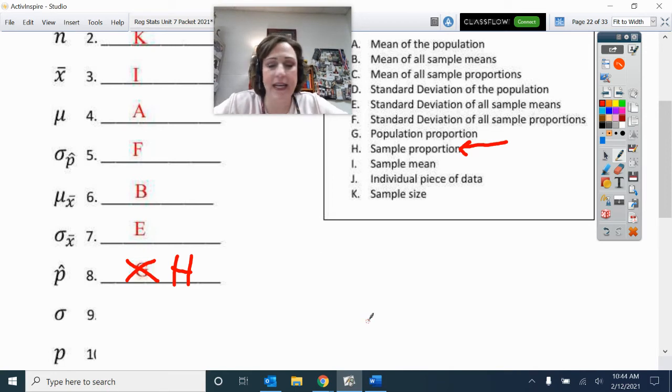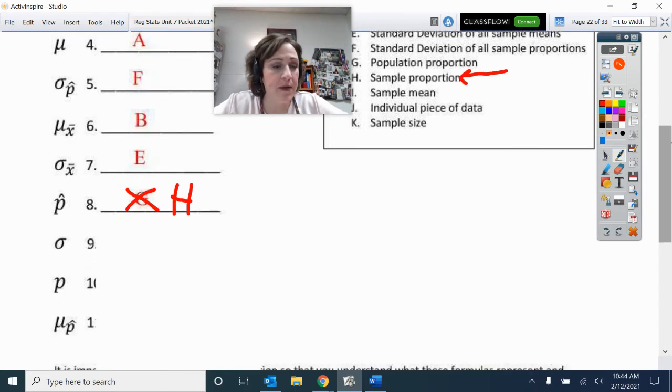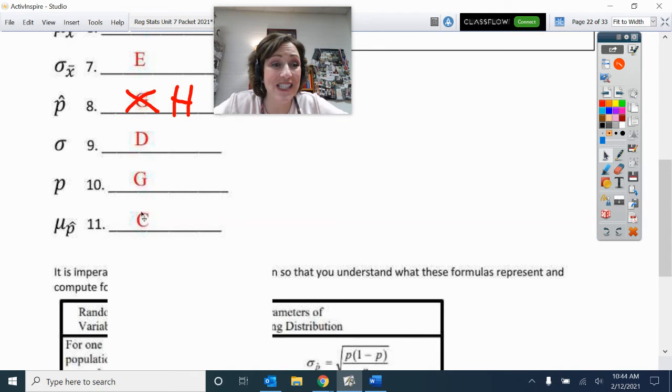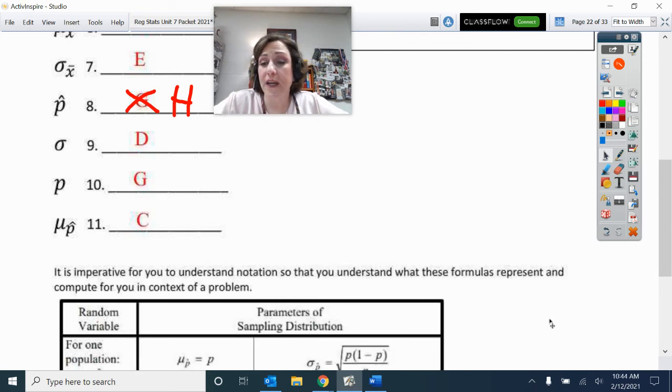Okay. All right. And then that regular sigma is the population standard deviation, how varied all the individual pieces of data are. That's the population proportion right there. And then here is your average, where all the p hats are centered, is that right there, the mean of all the sample proportions. Okay, so there's how you do those.